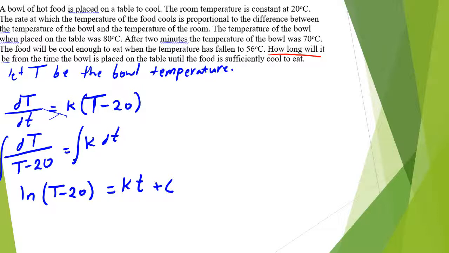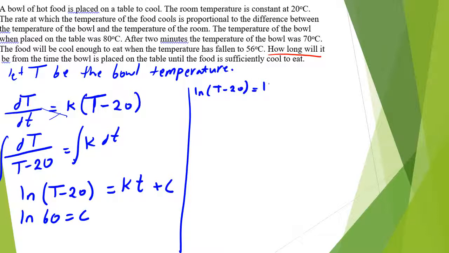Now you need to find the value of c, and you're given information in here: when the bowl was placed, firstly it was 80 degrees C. So when t is 0, the temperature is 80 degrees, so that's why it's ln 60 equals c. So you would rewrite that as ln of T minus 20 equals kt plus ln 60. Taking the ln to the other side becomes minus. We know the ln rules, the minus becomes divide, so I would write the equation like that.